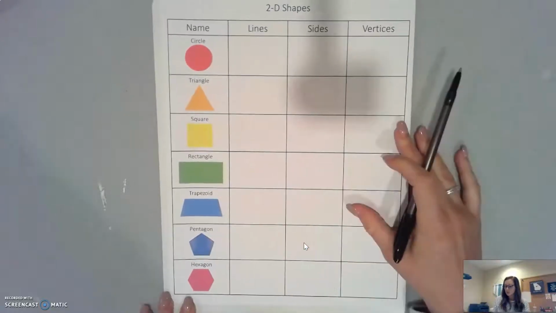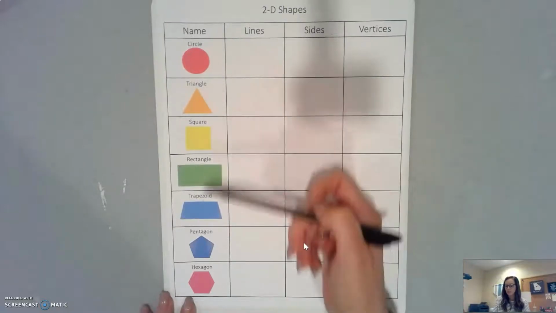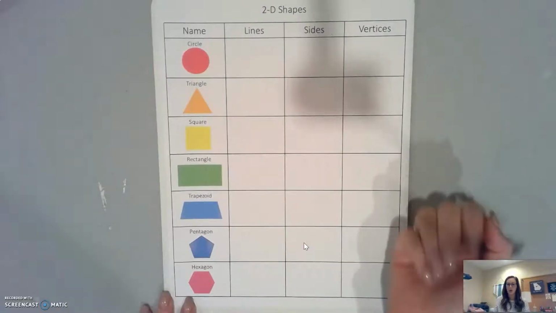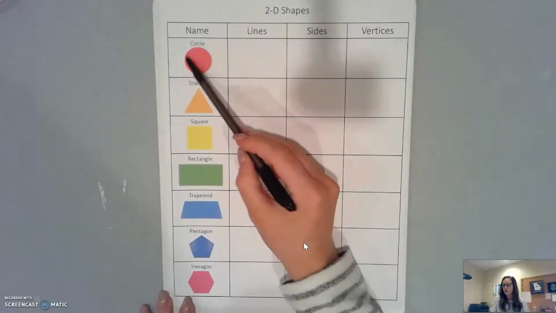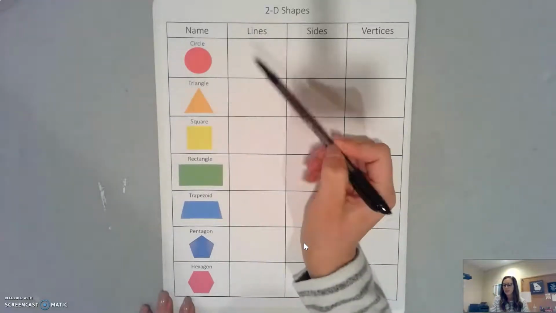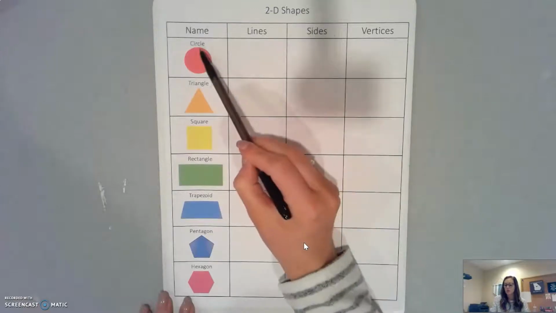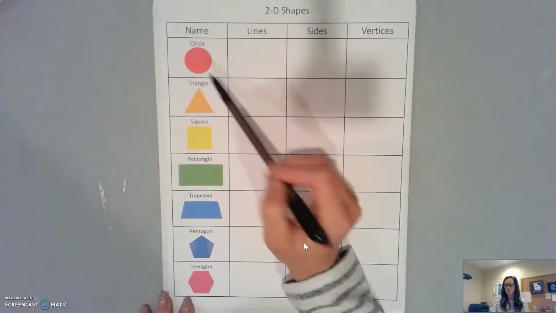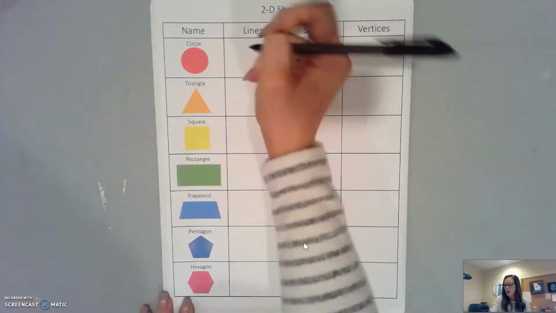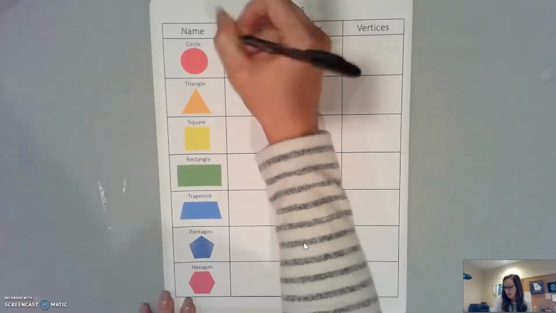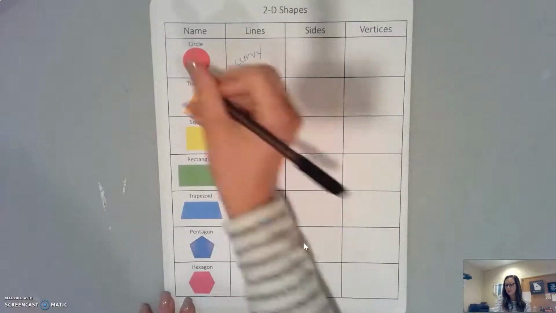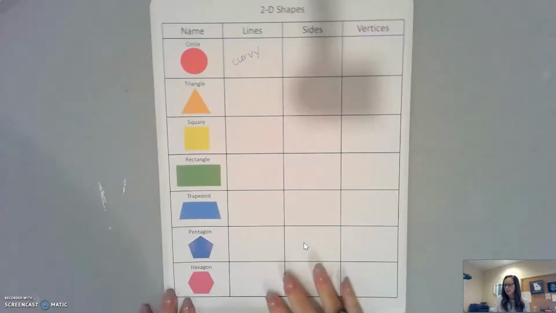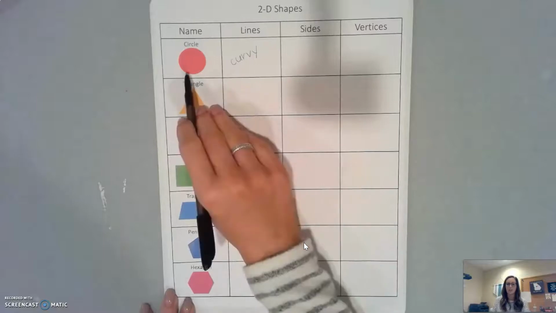So let's go through these shapes, shape by shape, and talk about the different properties or the things that we notice about them. When we look at a circle, does the circle have any lines? Well, of course the circle has a line, and it's this one line right here. The type of line it has is a curvy line because it's not straight. A straight line looks like this, so this has a curvy line.